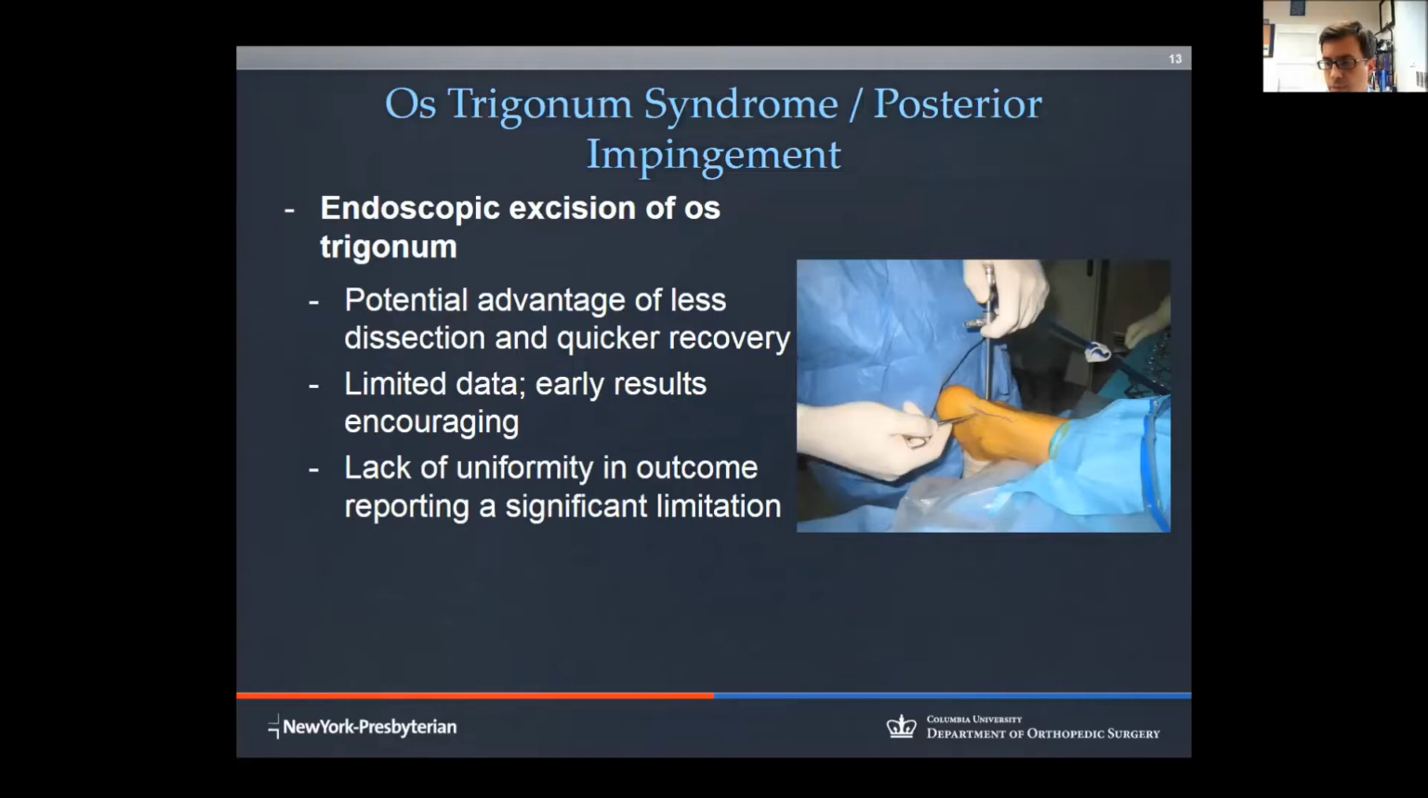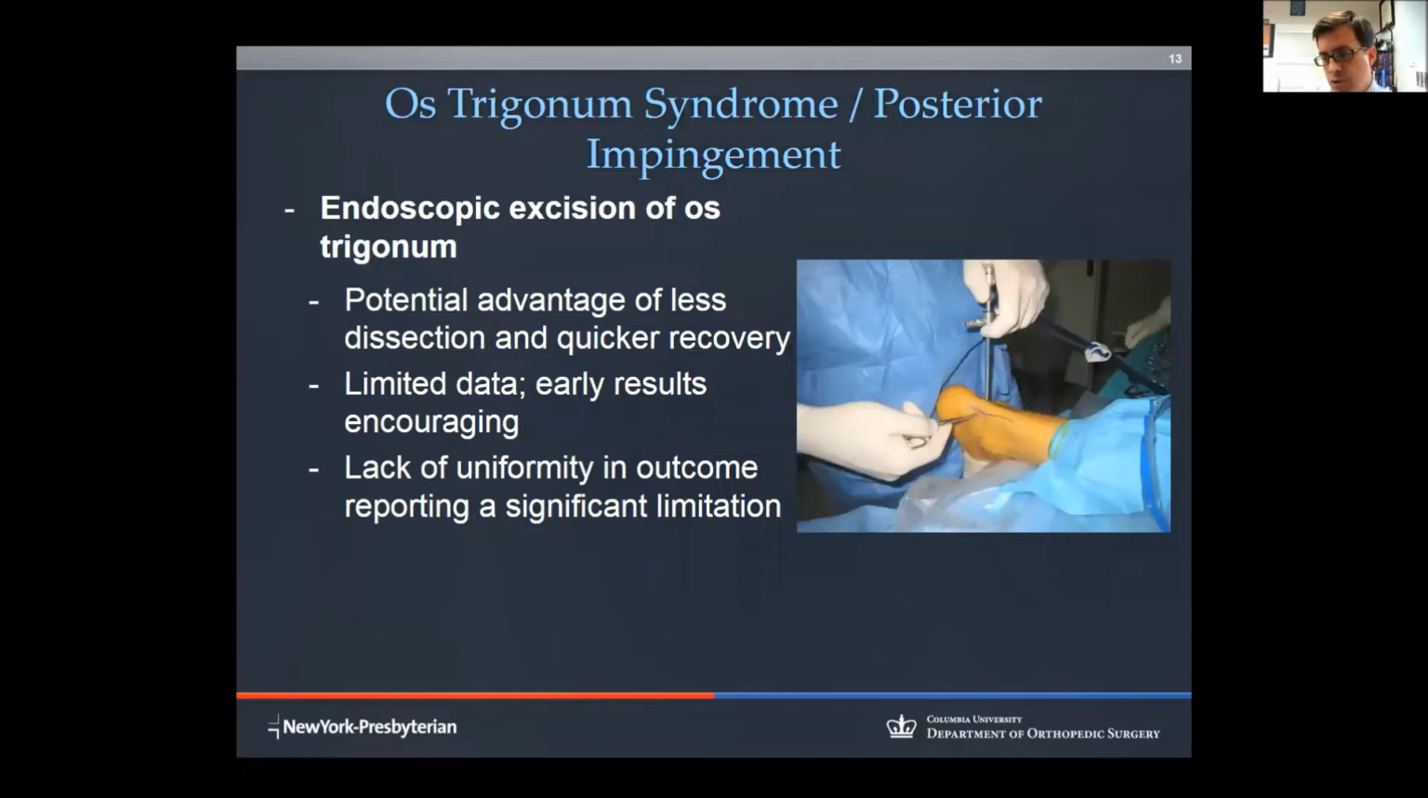The potential advantages here are, number one, that when you do a posterior medial approach, you typically have to move the neurovascular bundle out of the way, which is certainly very doable, but by an endoscopic approach, you really don't have to involve the neurovascular bundle, so it's potentially safer. The other advantage is that you actually get a better look at the posterior ankle from an endoscopy and could potentially see some capsular impingement or something of that nature that you wouldn't necessarily see from a posterior medial approach. The problem, as we'll see, is that the limited data really limits what we know about this. There's really just case series and case reports. But the early results are encouraging, so there's certainly more work to be done there.